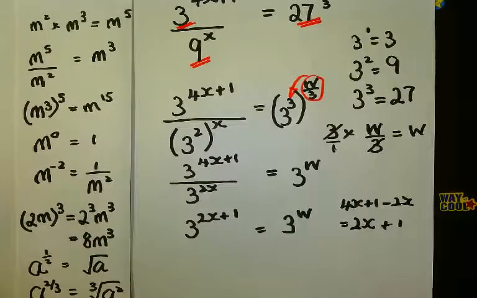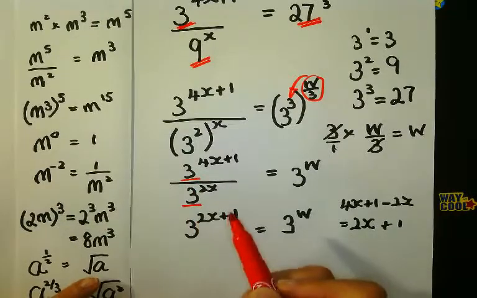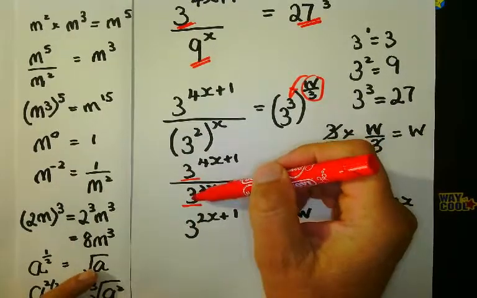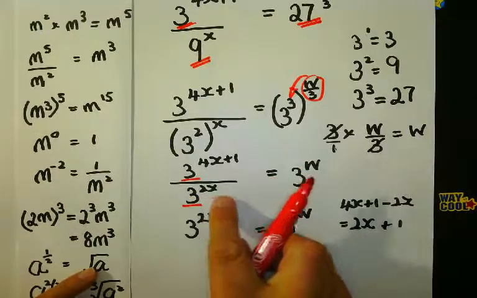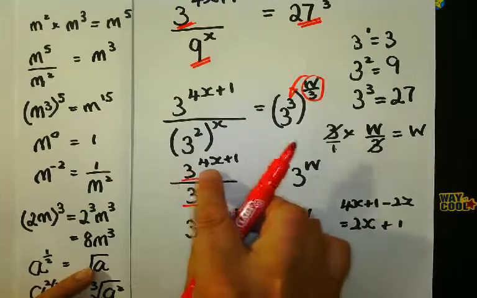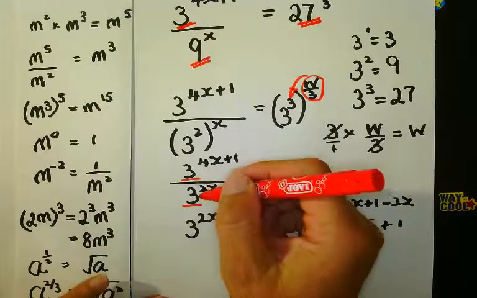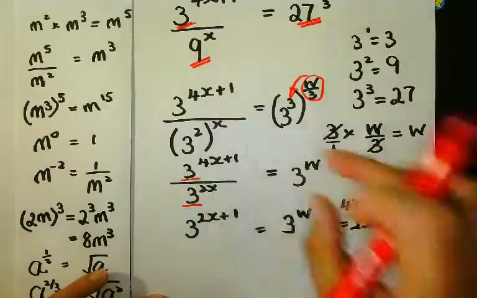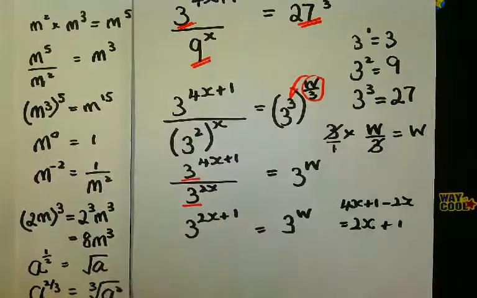Now I just make a point, and stress up here, do not divide the bases up. Do not go 3 divided by 3, don't do that. This represents 3 times 3 times 3, 2x of them, and this represents 3 times 3 times 3, 4x plus 1 of them. So you're not dividing out one 3, which is the temptation, you're actually dividing out 2x lots of 3. So please just don't divide those out of there.